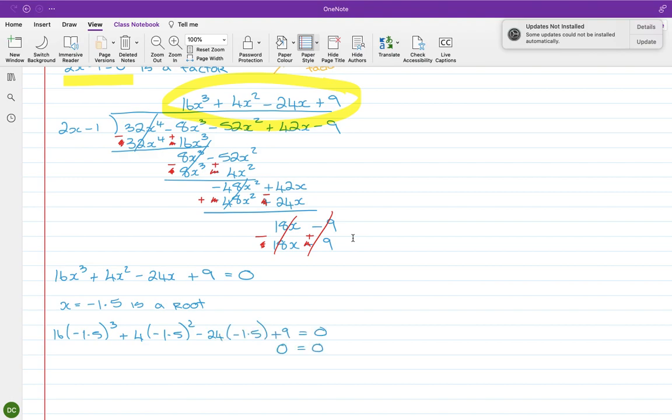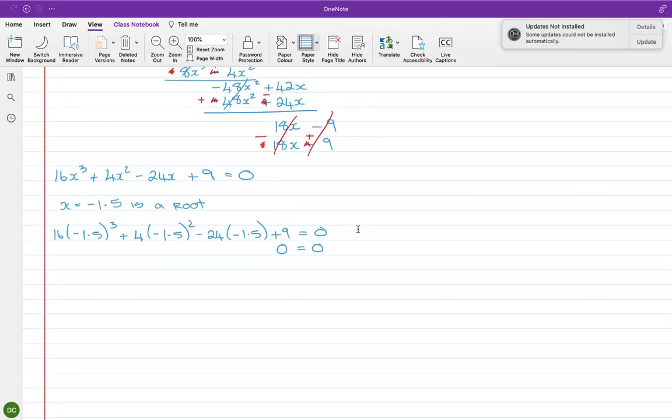Now, like I did earlier, I need to turn that root into a factor. I don't want the decimal, so you are going to have to turn this into a fraction. If you're not good at this, type minus 1.5 into your calculator and press equals, and it will give you minus 3 over 2. Okay, so they're the same thing. Minus 1.5 is the same as minus 3 over 2.